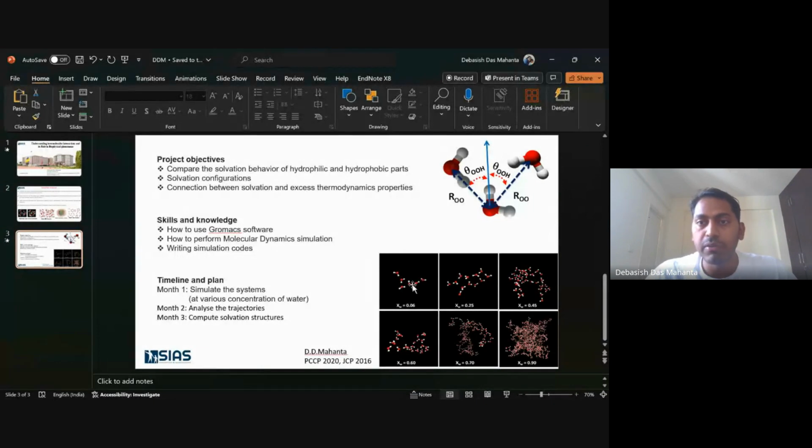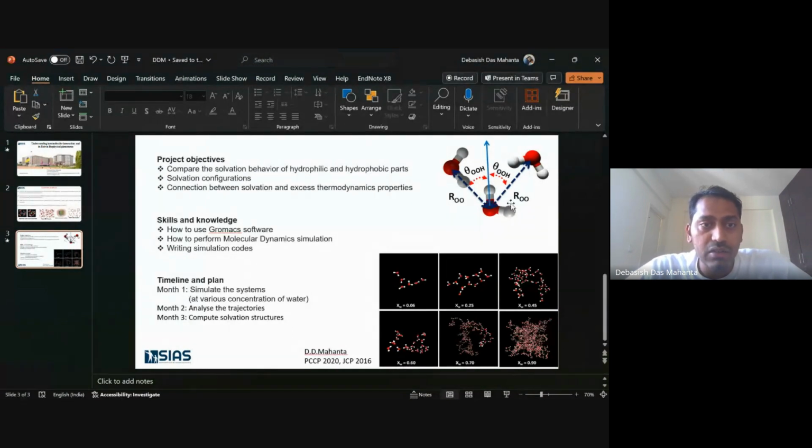So all the work will be considered with this hydrogen bond definition, which is mainly the geometrical criteria between the two molecules. Regarding the project objectives, as I said, I will mainly look at the solvation behavior, how it goes around the hydrophobic molecule and hydrophilic molecules. There are various changes. So we'll calculate different parameters to characterize this hydrophobic hydration and the hydrophilic hydration.